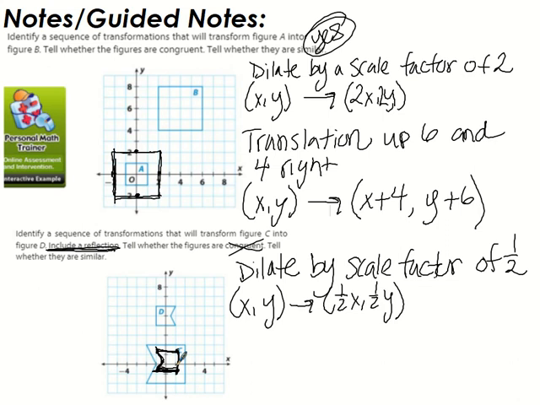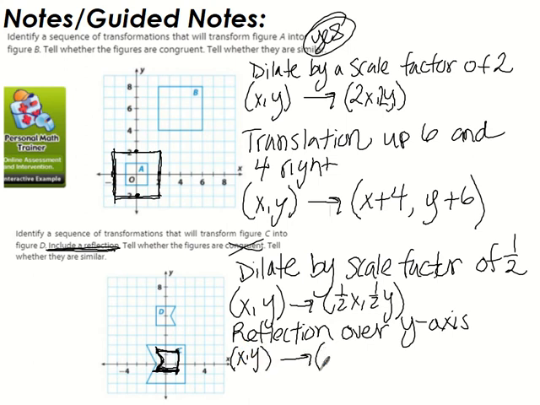So let's reflect it. I wanted to flip. It does tell me to reflect, so that's nice. Reflection over the y-axis. So x, y goes to negative x, y. I'm actually going to do this in another color. Hopefully you can see it. So it's going to go right here.